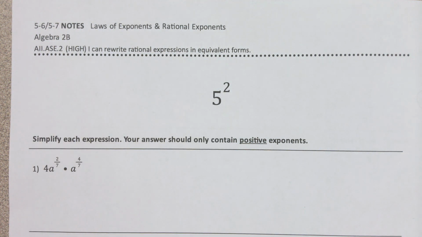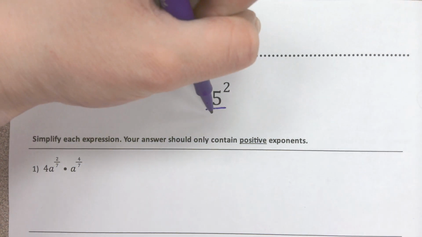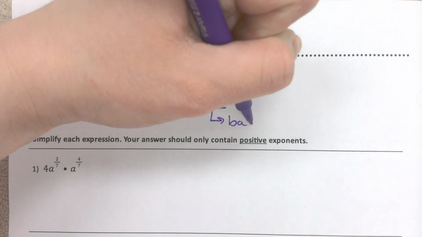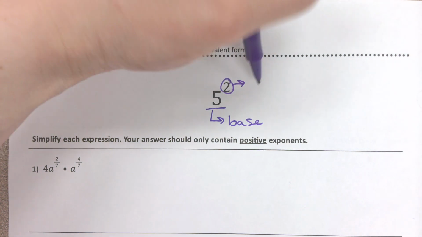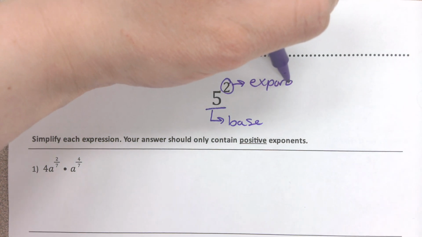All right. First off, 5 squared. I hope you are well aware of the terms here. The 5 is referred to as the base, and the 2 is referred to as the exponent.